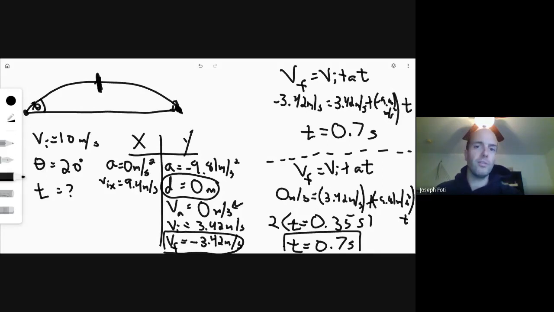Is it apogee? Great. Use apogee values. Is it at the end? Great. Use values from the end. Okay. And that is pretty much it.